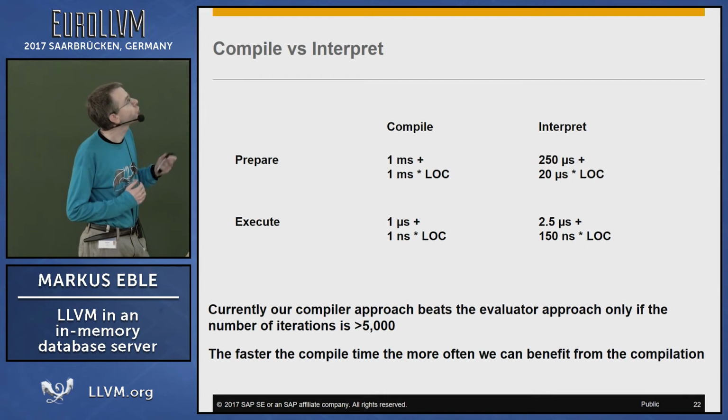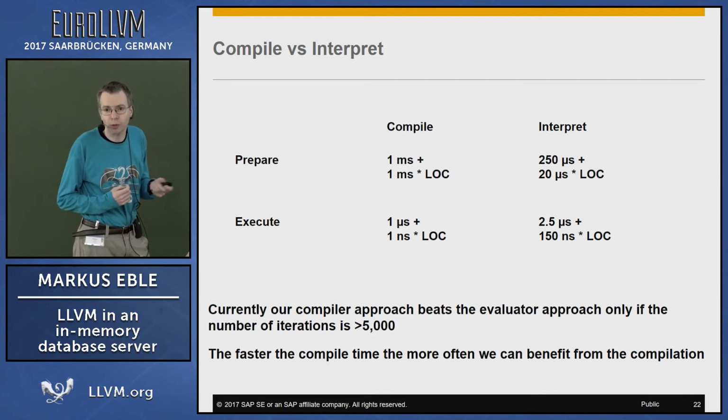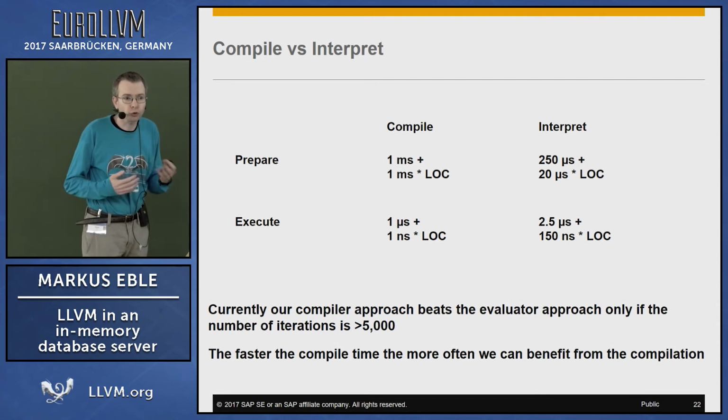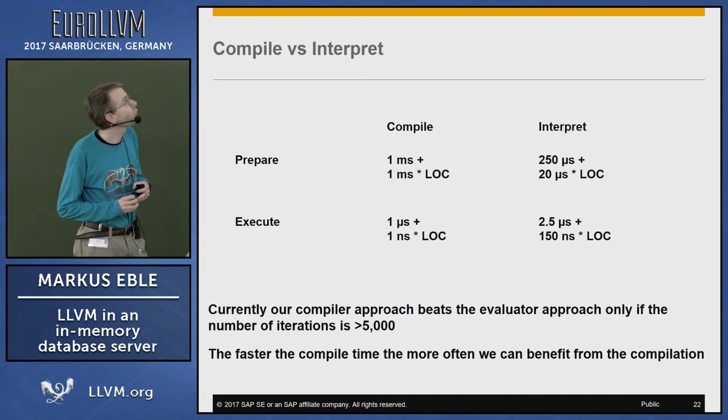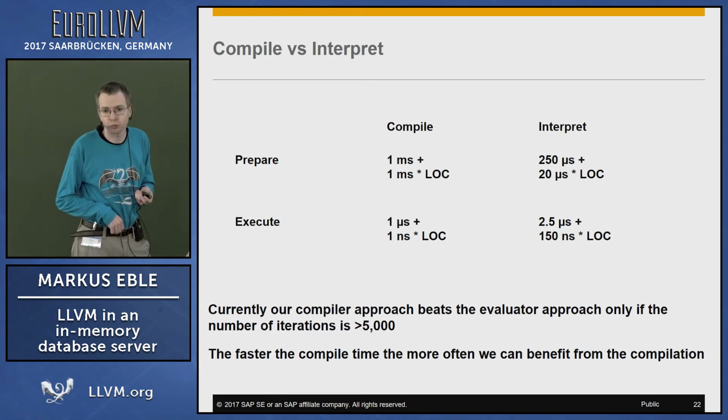So either you have to have at least 5,000 data rows in order to amortize compilation cost, or you have to reuse the same query multiple times in order to amortize the costs. So compilation of queries is really a cool thing to speed up queries, but we are also looking into ways to improve the compile time to make it even more usable and usable in more cases.